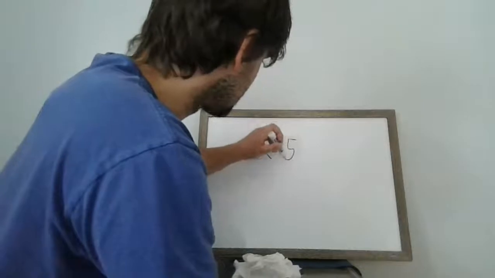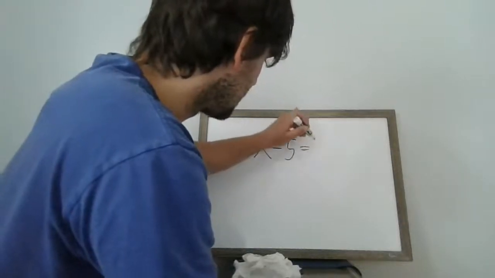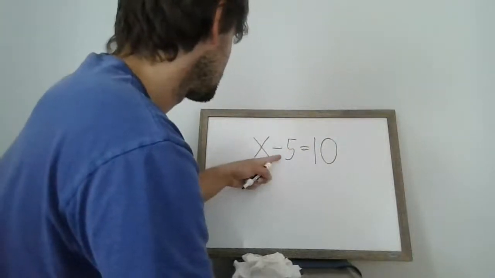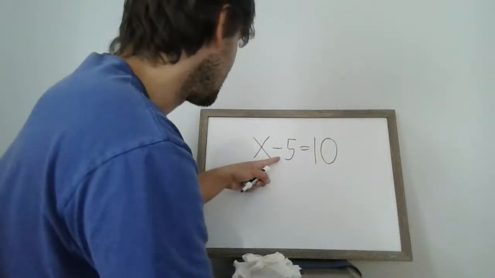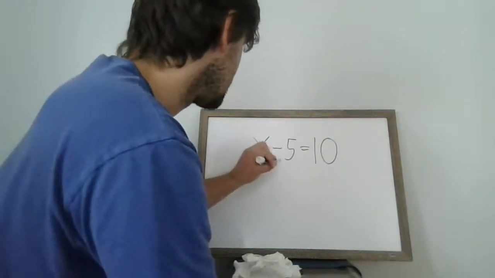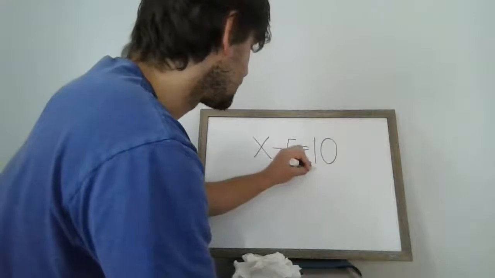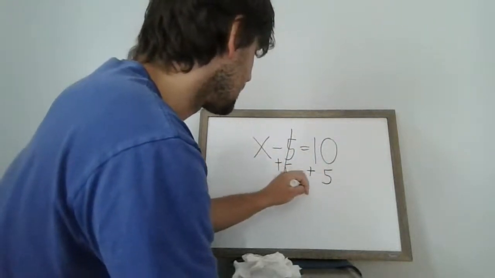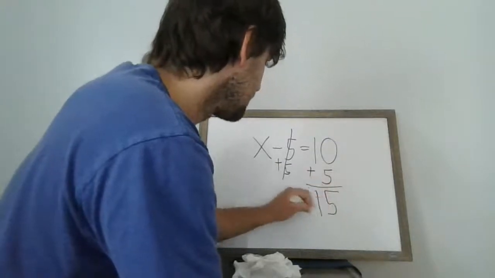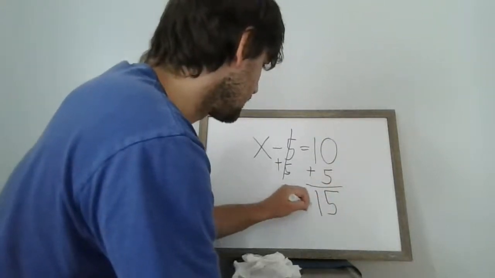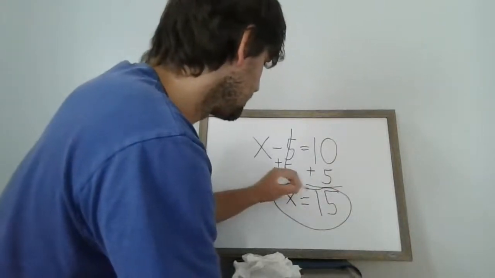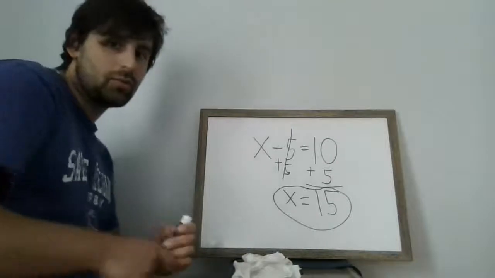All right, x minus 5 equals 10. So since the operation is subtraction, we got to do the opposite of what the operation is to get the 5 on the other side of the equal sign. So we have to add 5. Plus 5, plus 5. 10 plus 5 equals 15. So x equals 15. All right, now I'm going to do another one.